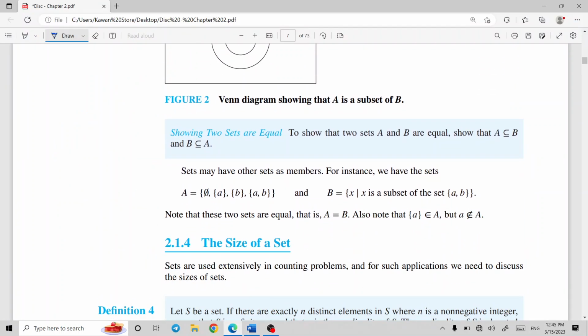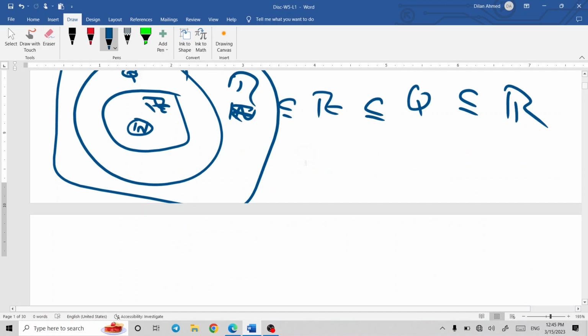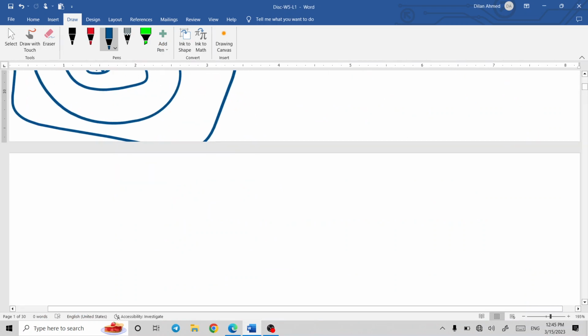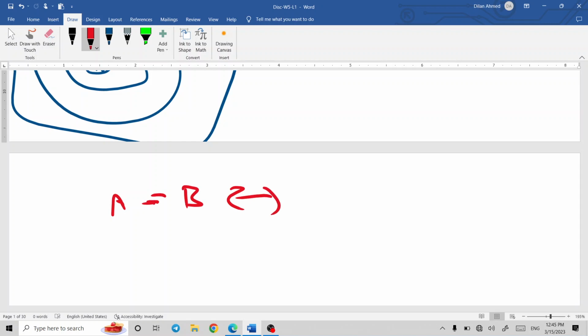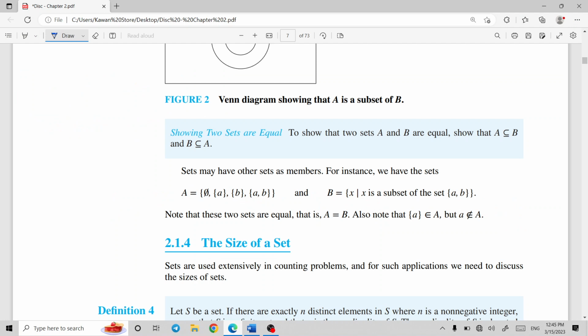And of course, we have two sets. Listen to me. Two sets are equal. So I say A equals B if and only if A is a subset of B and B is a subset of A. So if we say two sets are equal, in that case it means that they are subsets of each other. Understood, dears? Good.